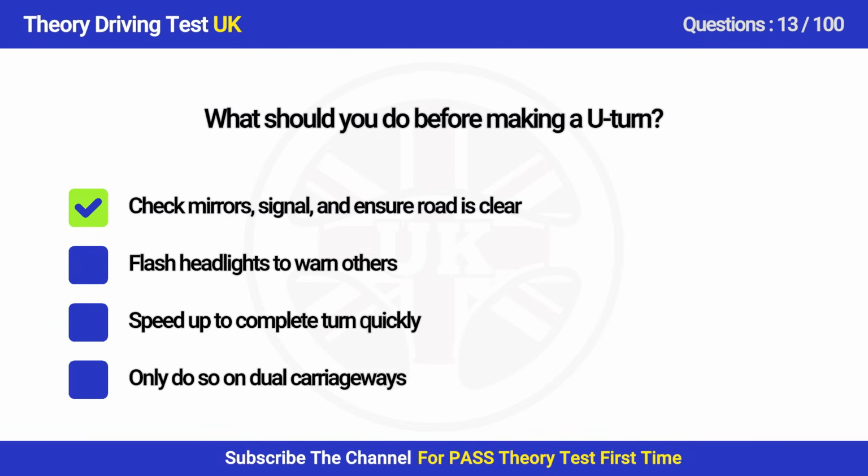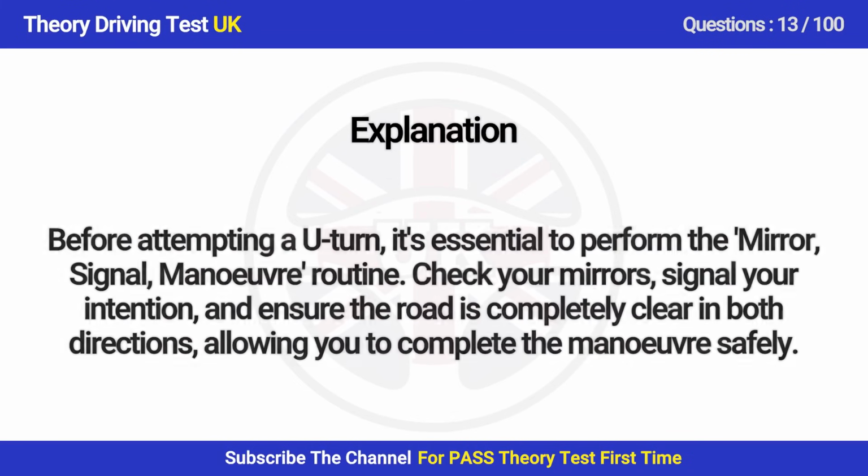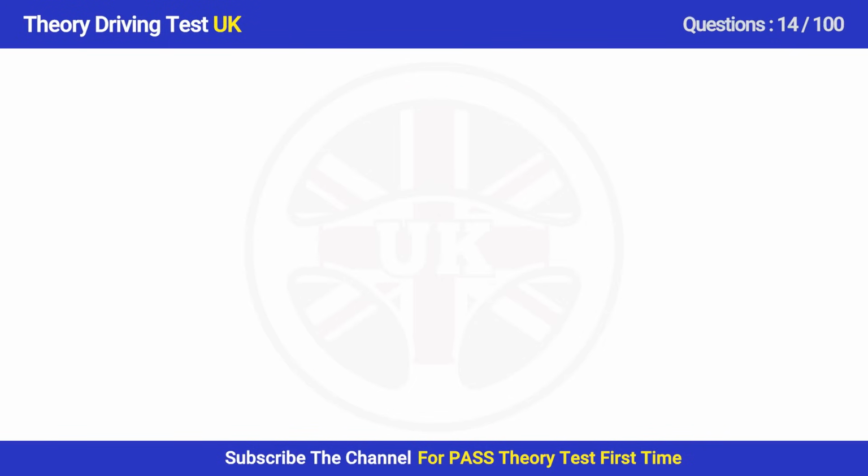Answer is A. Check mirrors, signal and ensure road is clear. Before attempting a U-turn, it's essential to perform the mirror, signal, maneuver routine. Check your mirrors, signal your intention, and ensure the road is completely clear in both directions, allowing you to complete the maneuver safely.